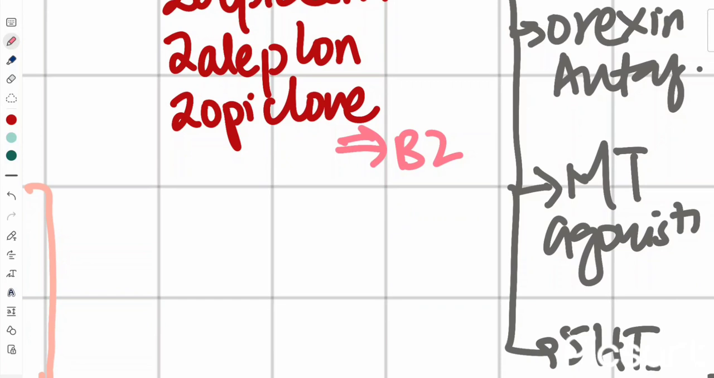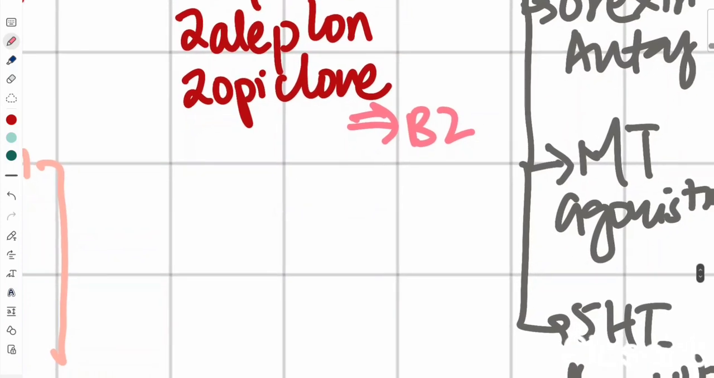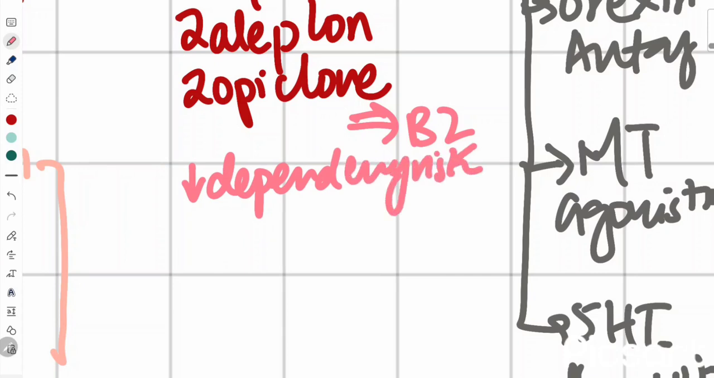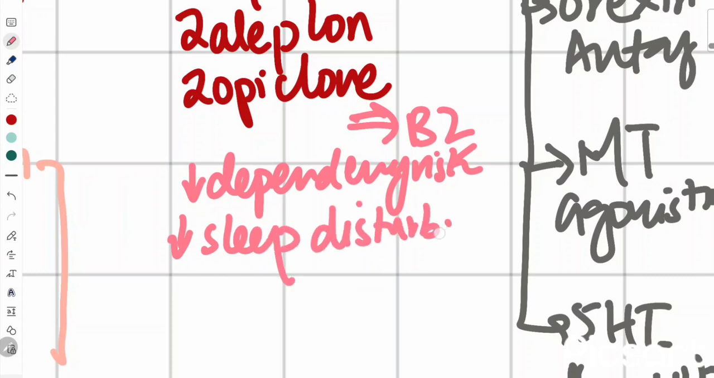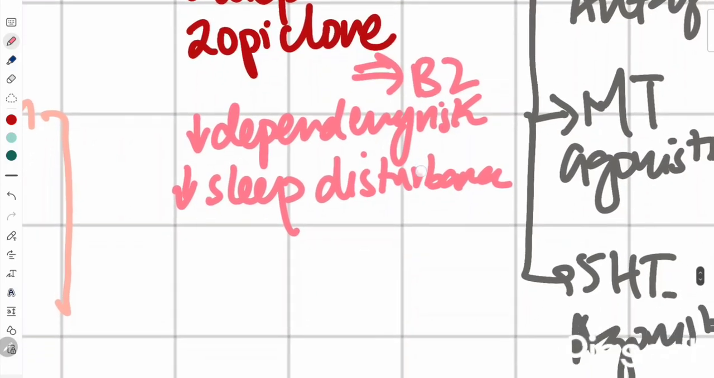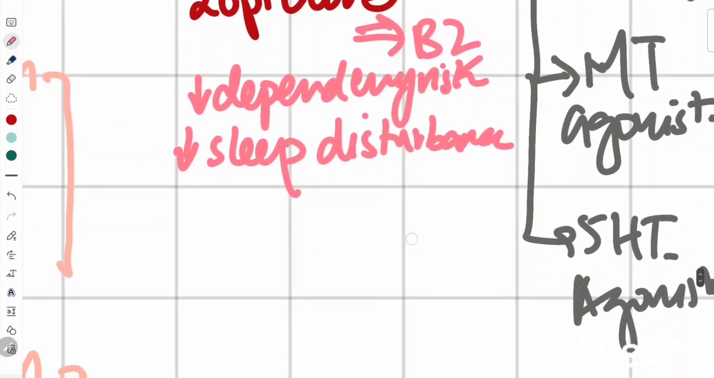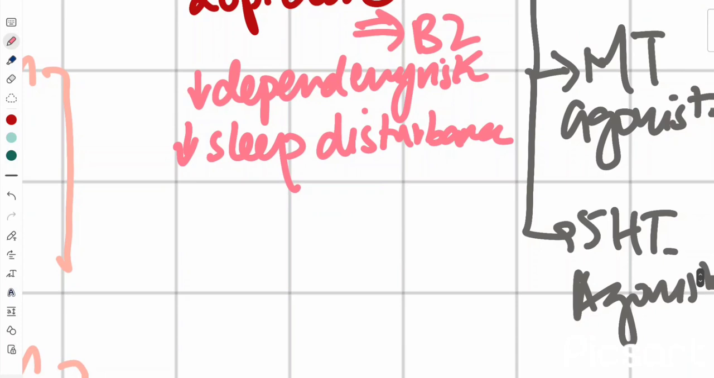The things to note about this is they are short acting. They have a short duration of action, and that is because they have a rapid metabolism. And the next one is that they are better and preferred over benzodiazepines because they have a decreased dependency risk and decreased sleep disturbances. They just do the work and they're good to go. So what do you use them for? You use them for putting people to sleep. It's a hypnotic, okay?